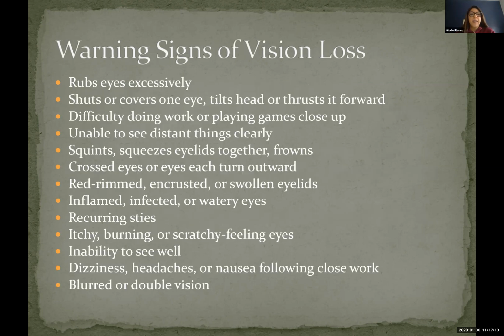Okay. All right, some warning signs of vision loss. If you see a child who's constantly rubbing their eyes, a lot of children who are experiencing some visual impairment get a lot of infection in their eyes. So their eyes could be itchy, or they might be trying to clear up any fog that they might be seeing or might be impacting their vision. And so you'll see them rub their eyes excessively.